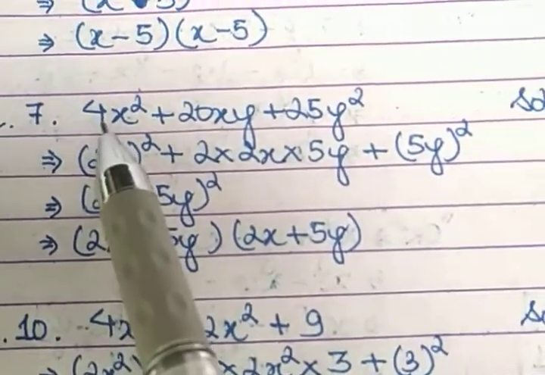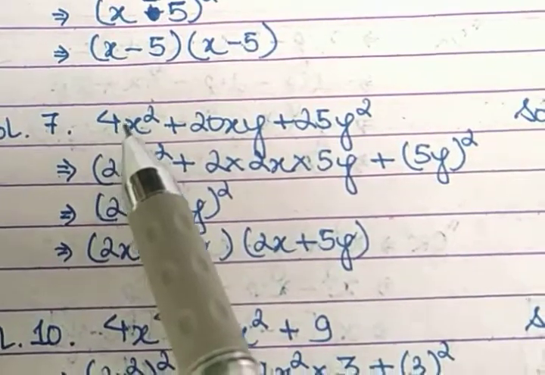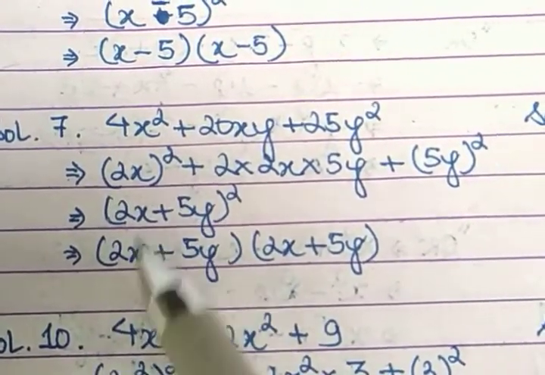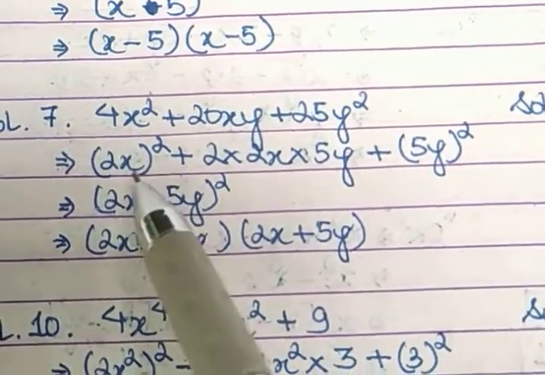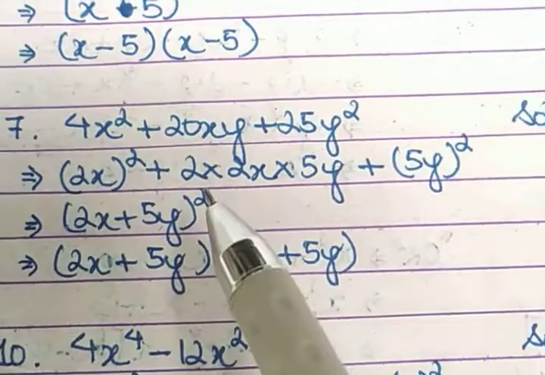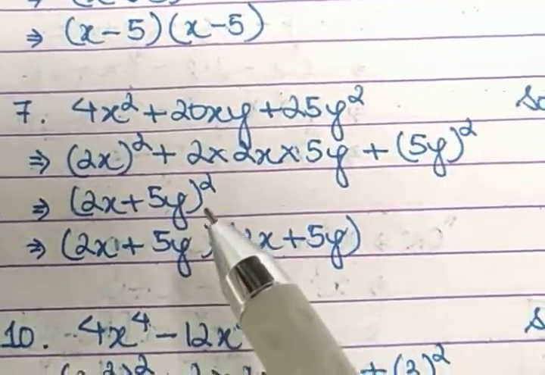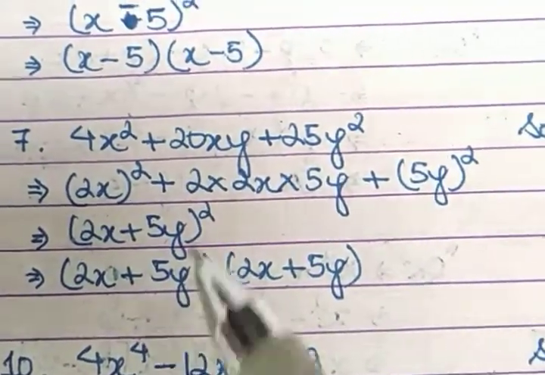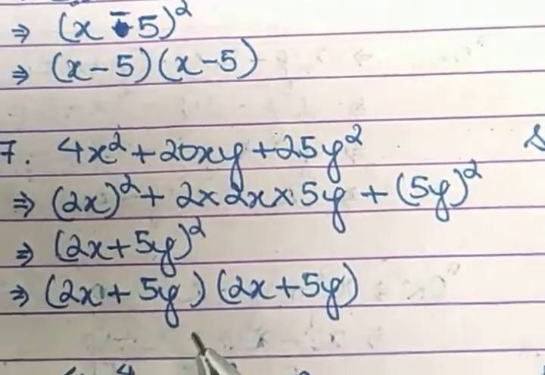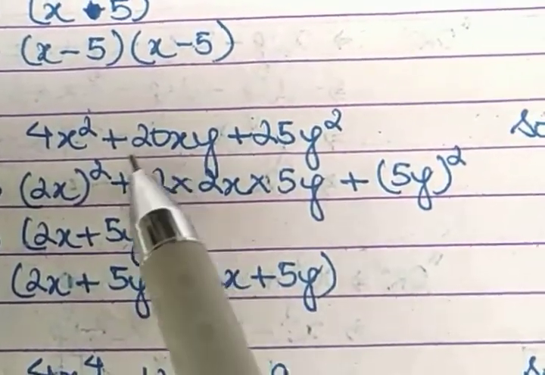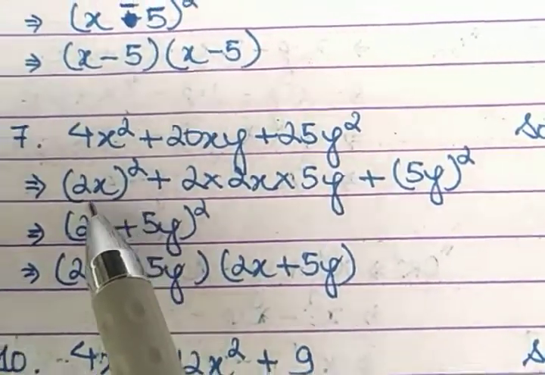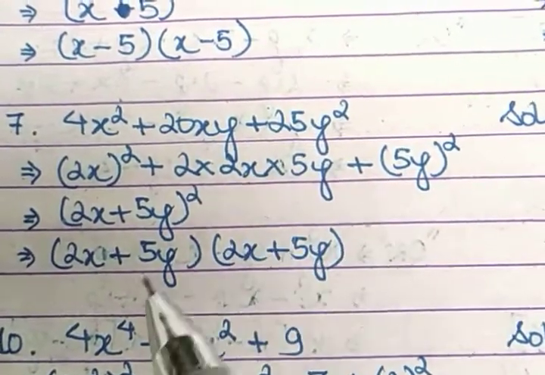See, the first term here is 4x square. So 4x square can be written as 2x whole square. 2 into 2 is 4, x into x, x square, isn't it? Now plus, I know that the middle term will be plus 2ab. I have written plus because the sign was also plus, so plus 2 into a, and I know the value of a is 2x, so I have placed the 2x in here.